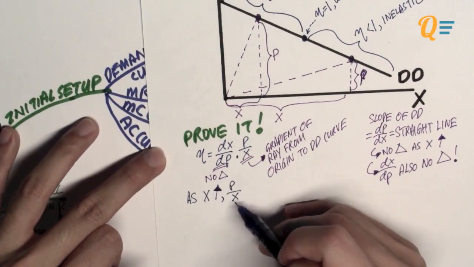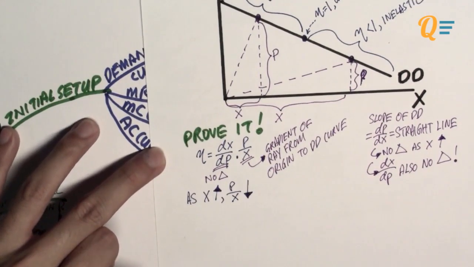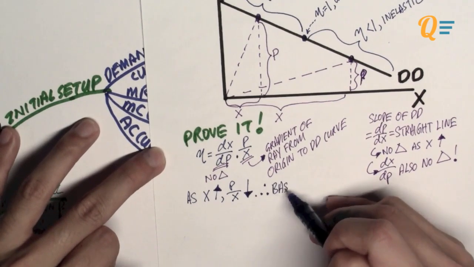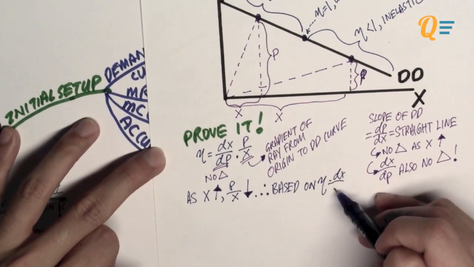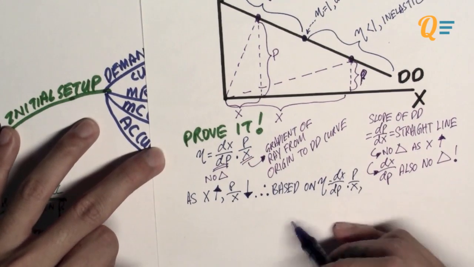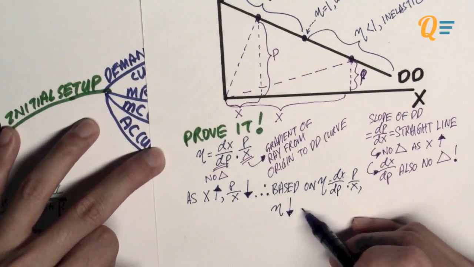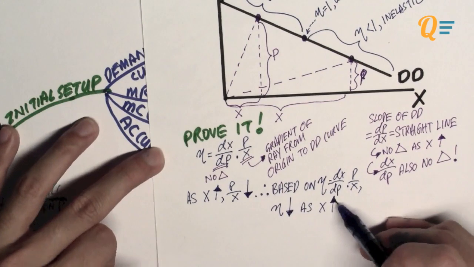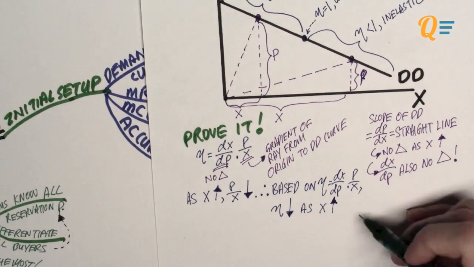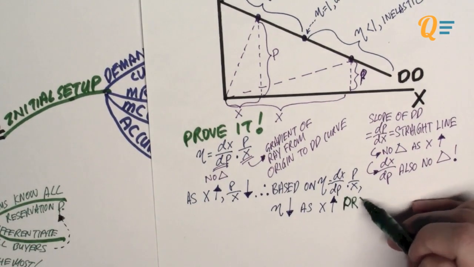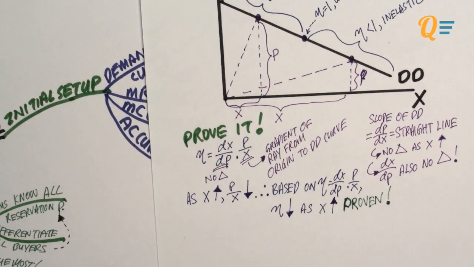So therefore, as X increases, P over X is going to decrease. Therefore, based on the equation of price elasticity of demand, the price elasticity is going to decrease as the quantity of X increases. And there you have it. I've proven my case. The elasticity along the demand curve is different throughout.